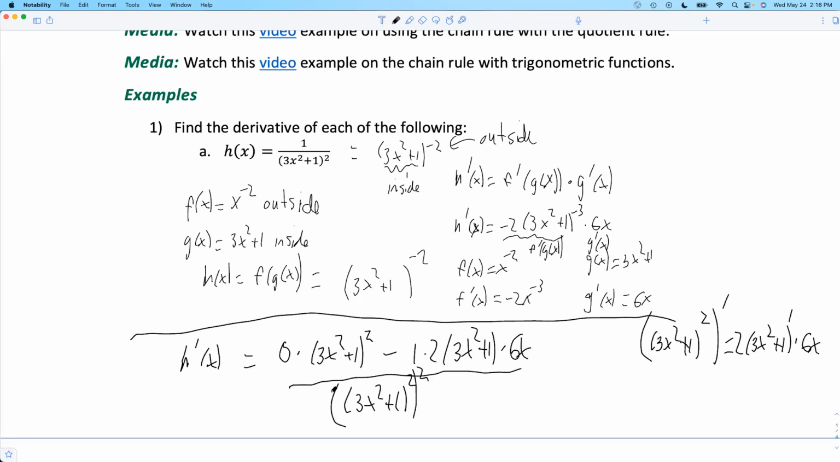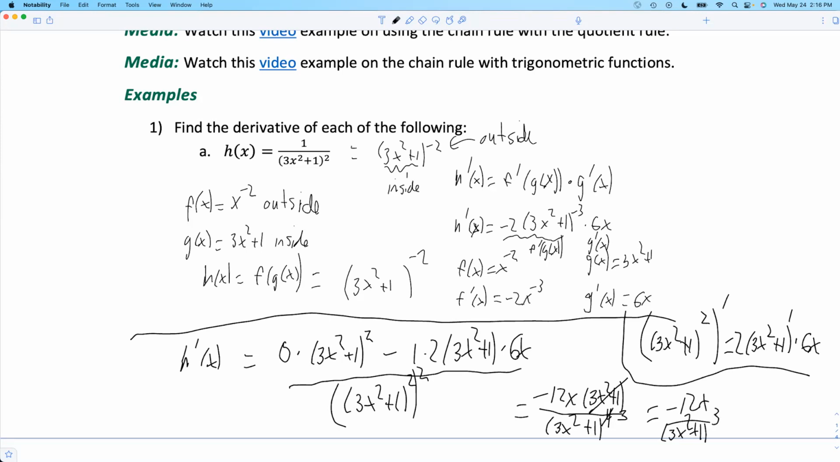Okay, now let's clean that up a little bit. 0 times anything is just 0. So I'll get here -1 times 2 times -6. So I'll get -12x times 3x squared plus 1 to the first power divided by 3x squared plus 1 to the fourth power, because I have squared. Oh, I can cancel out one of those common factors, and I get -12x over 3x squared plus 1 cubed.